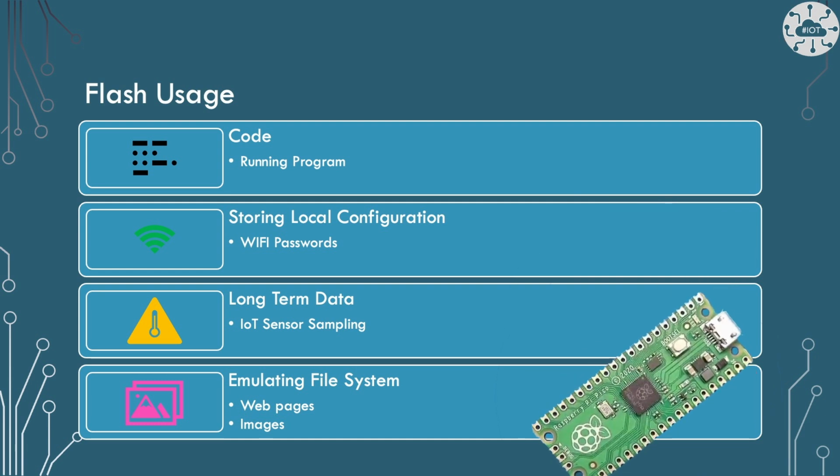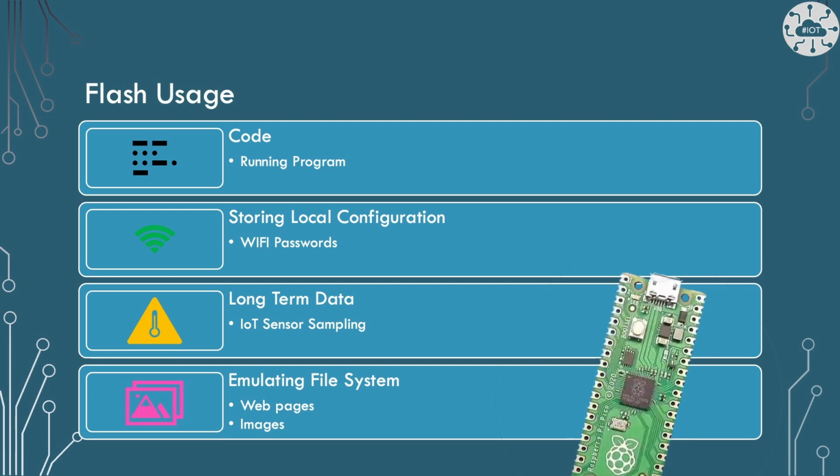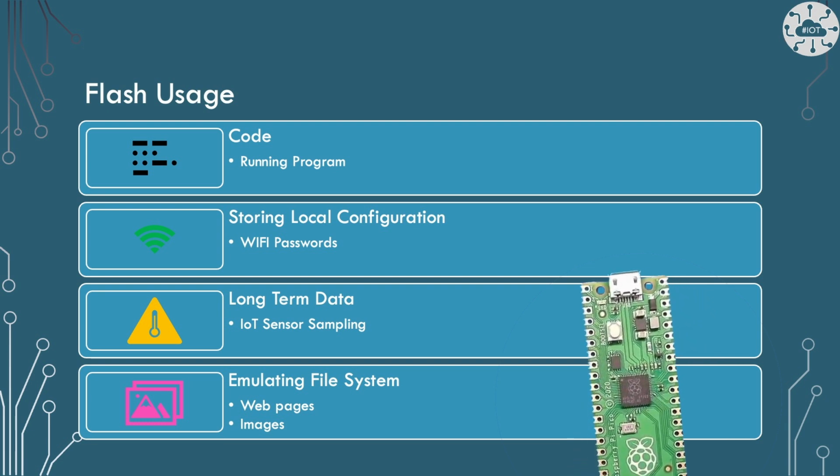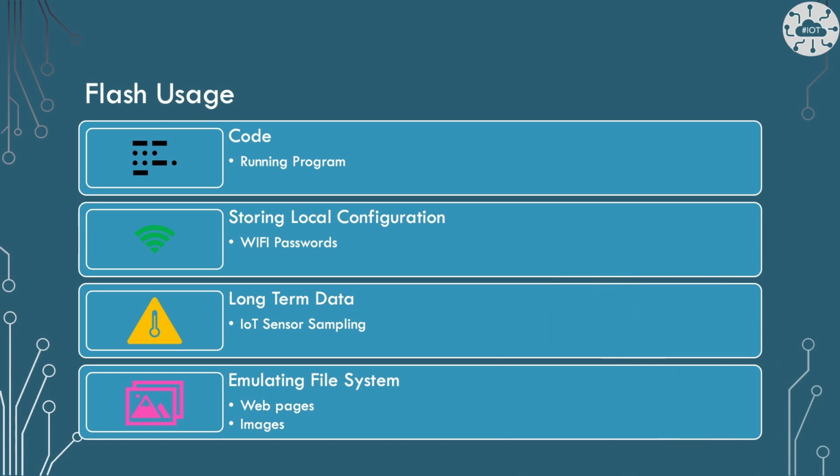And you can also do things like emulate a file system, and Python does that with some of its stuff when we're using a Python emulator on the Pico. But we might want to emulate a file system in order to provide web services or send out images or manage images on the Pico.